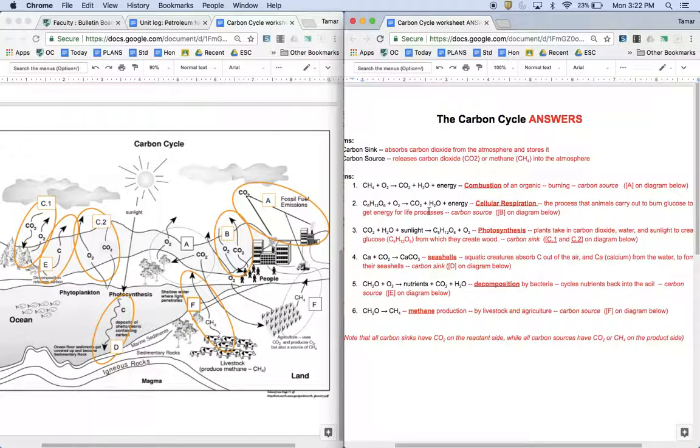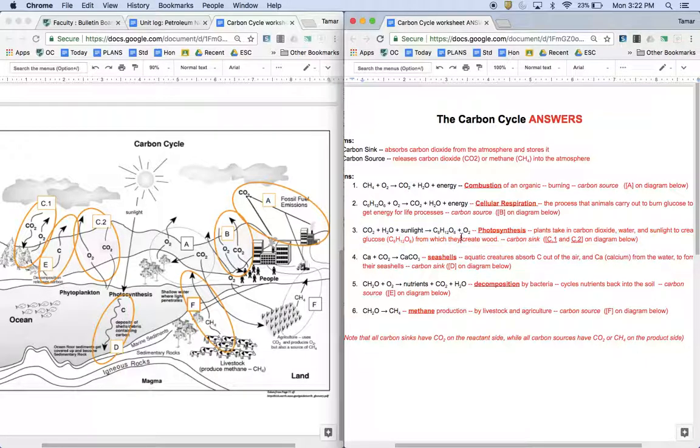You hopefully learned when you were young, what I learned was, that plants breathe in carbon dioxide and release oxygen, and animals breathe in oxygen and release carbon dioxide. So cellular respiration is that breathing in oxygen and breathing out carbon dioxide, though of course the reality is a little more complicated than that, but that's what it comes down to.